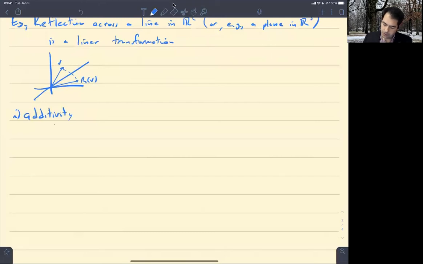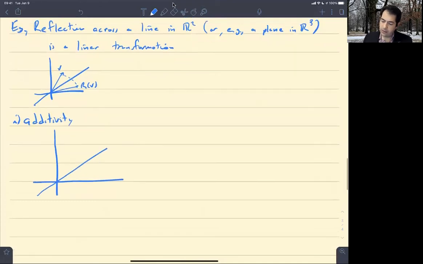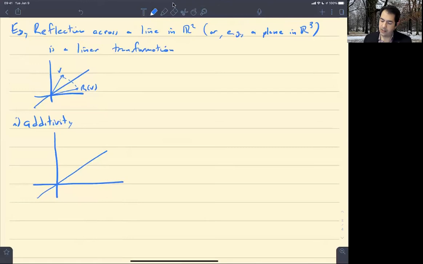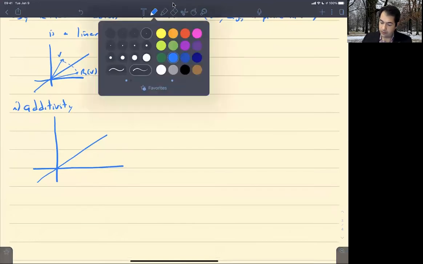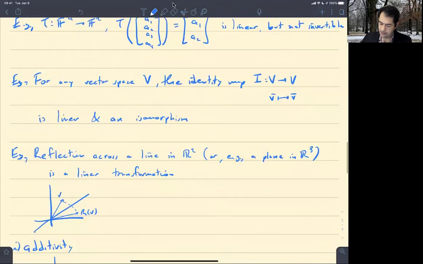Okay, so say that's the line. Oh, I should have said, in this case, you want to reflect across a line that goes through the origin, or a plane that contains the origin. Okay, so in this case, we might want to have different colors.